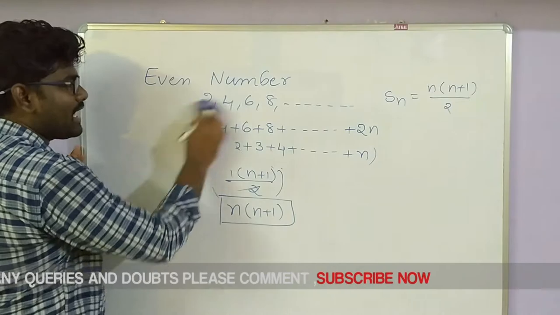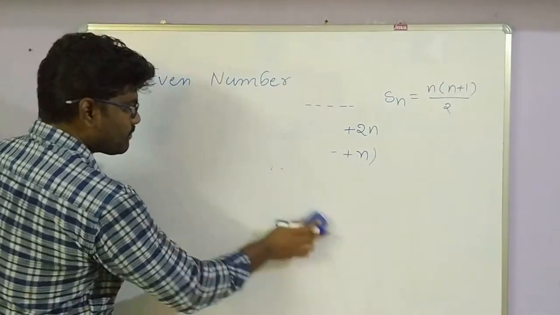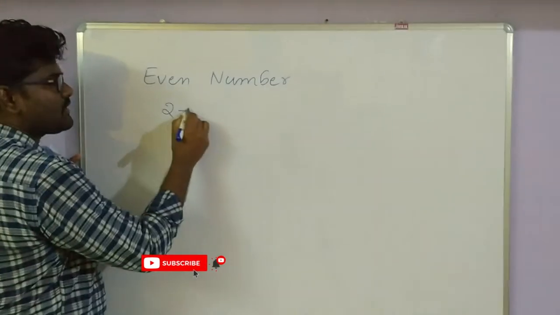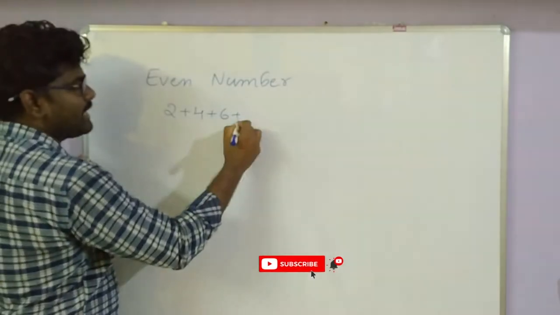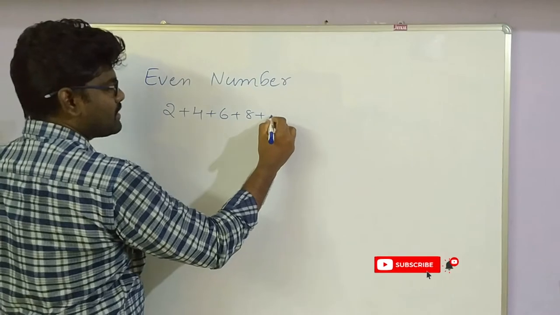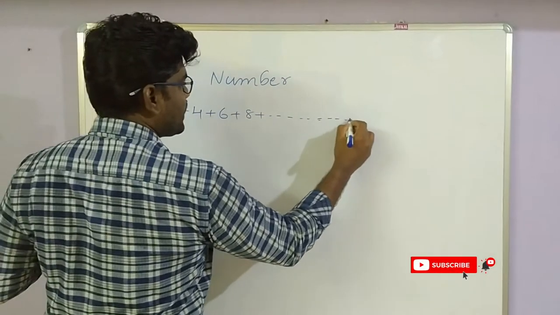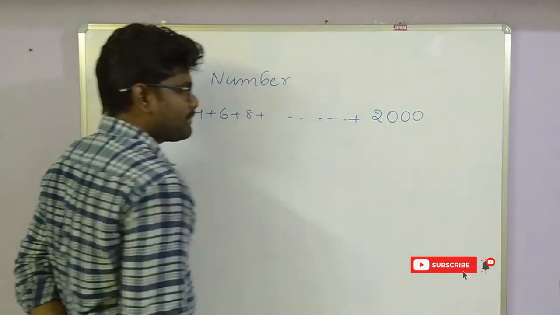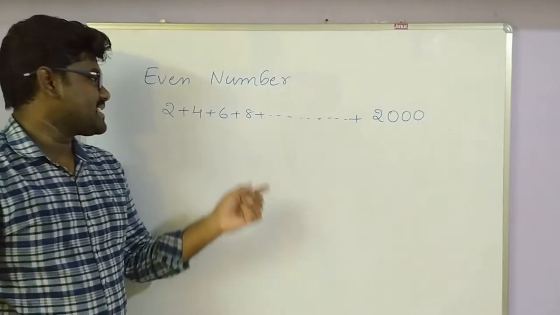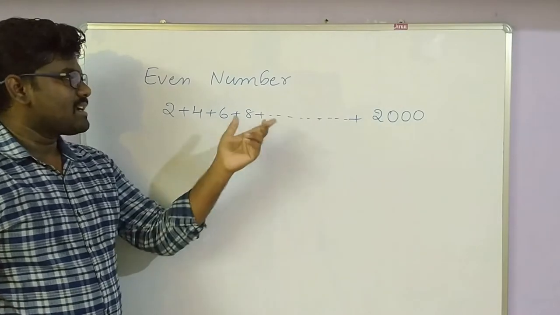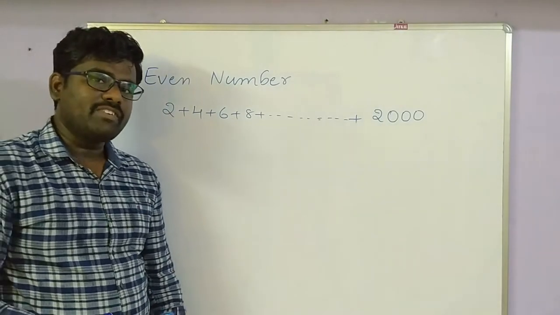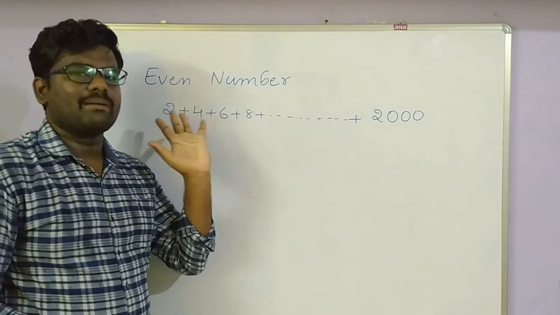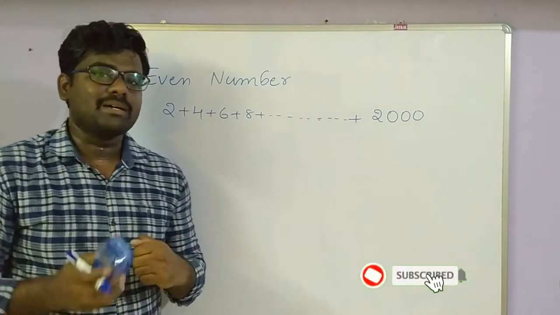I'll go with one more example. 2 plus 4 plus 6 plus 8 plus and so on, up to 2000 numbers. How can we find the sum of these even numbers? First, we need to observe how many even numbers there are.